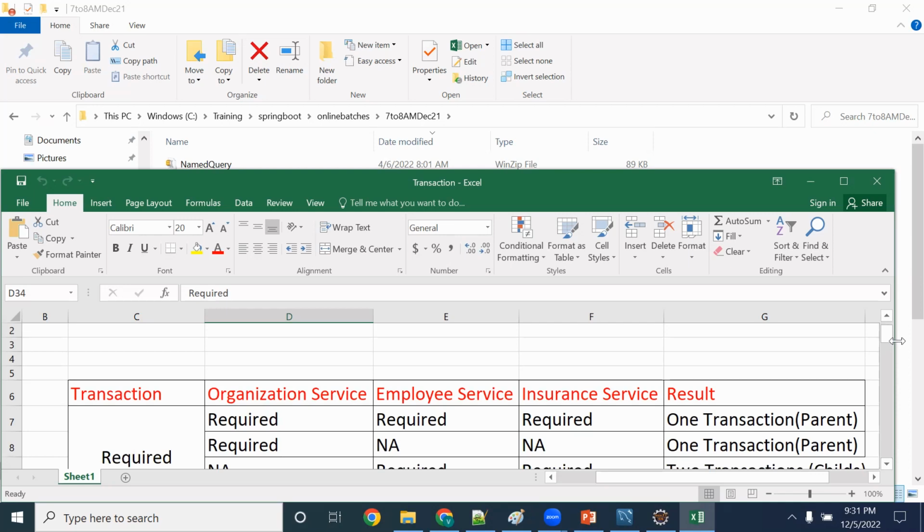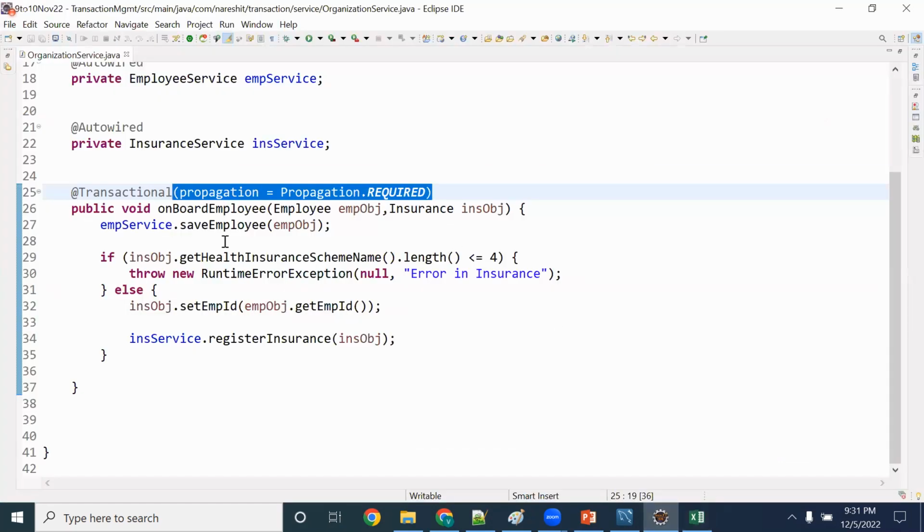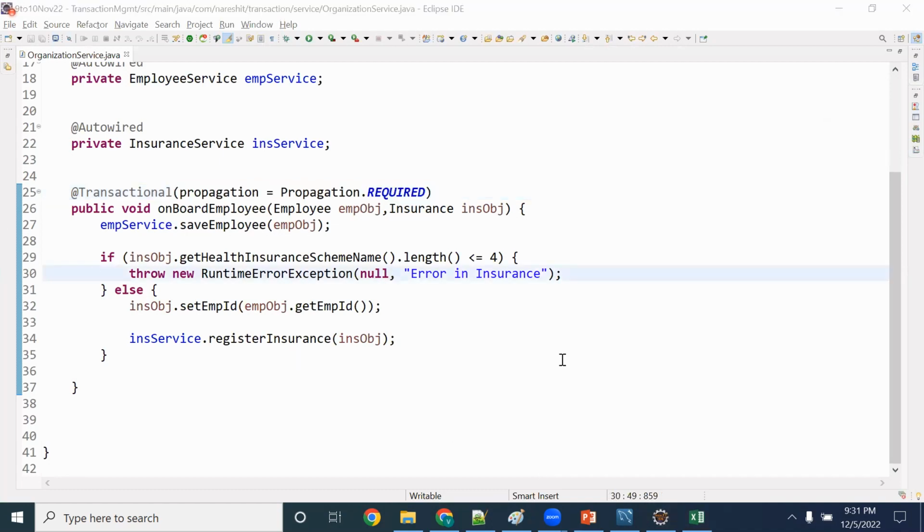What is my second row? Required is at the parent level, but I didn't write anything in the child. I simply didn't write anything in the child. The same code that I typed here. By default, the same code that I wrote here.